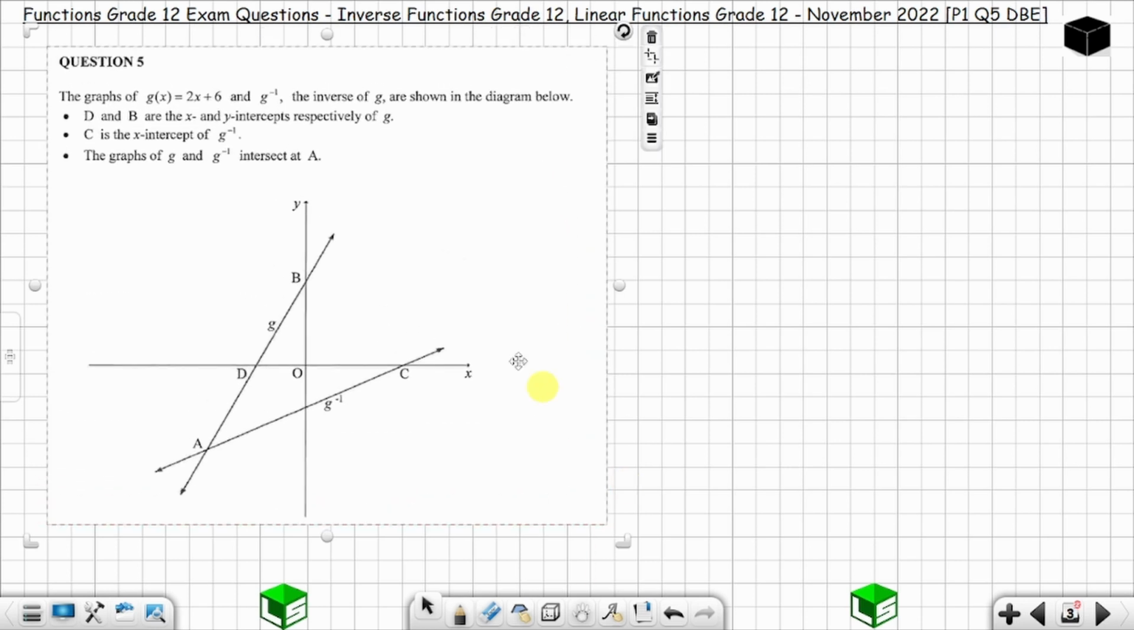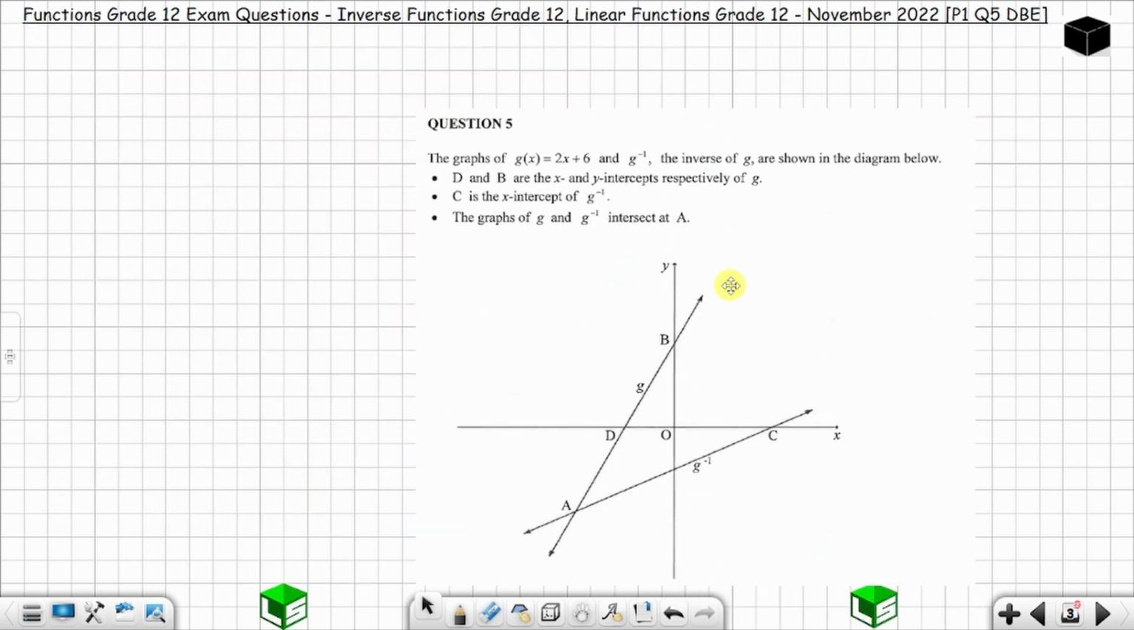So let me read the question. Question 5: the graphs of g of x is equal to 2x plus 6 and the inverse of g are shown in the diagram below. D and B are the x- and y-intercepts respectively of g. C is the x-intercept of the inverse of g, and the graphs of g and the inverse of g intersect at A. So this is the graph of g, and this is the graph of the inverse of g.